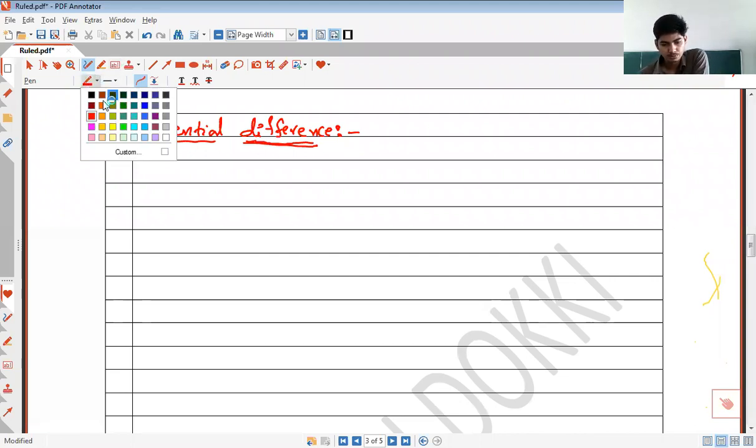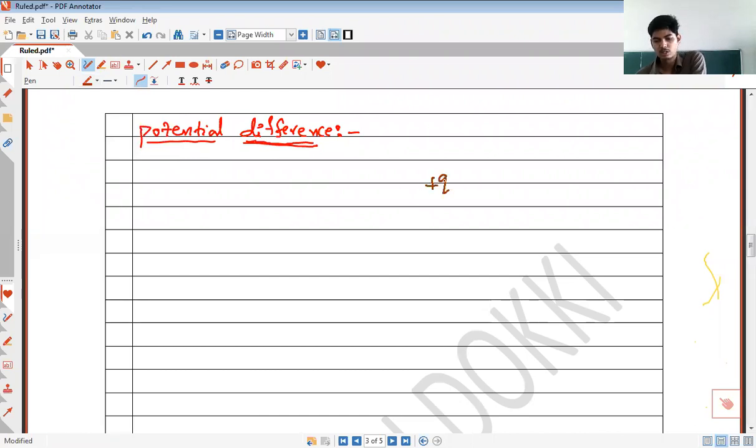Suppose we have a source charge here. Q is a source charge. We know that this source charge creates an electric field around it, and that electric field extends up to infinity. I choose 2 points in the electric field. Say A and B are the 2 points present in the electric field.